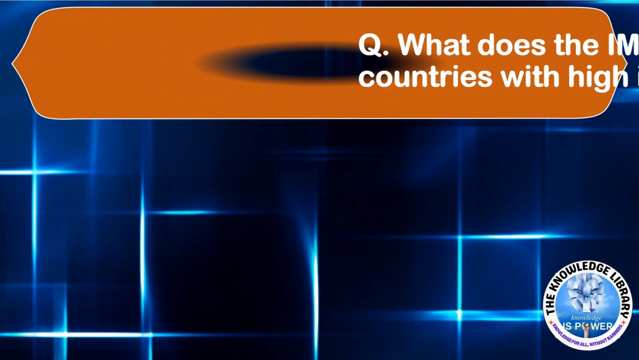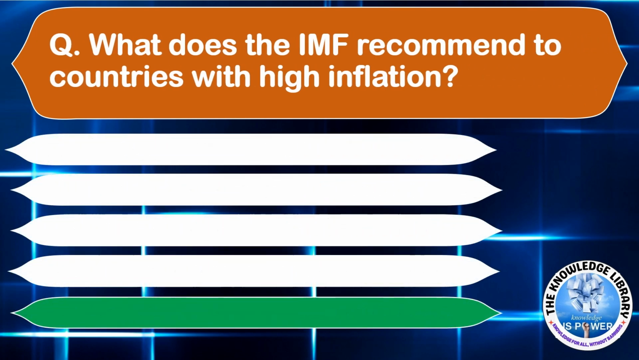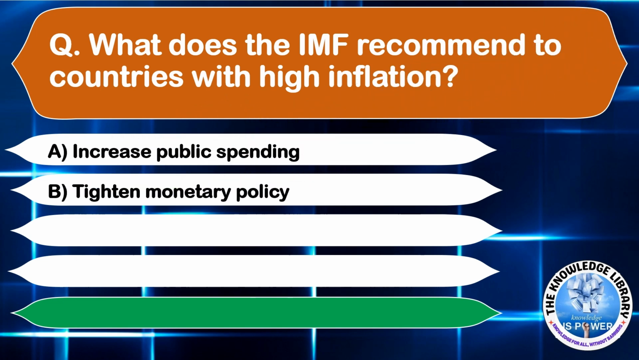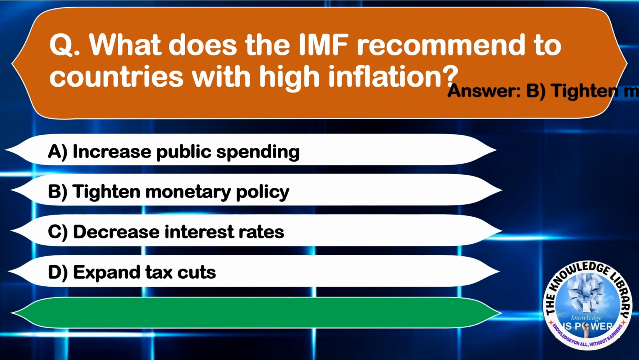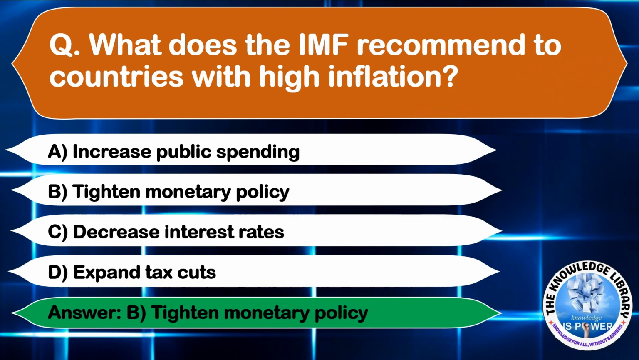Next question is, what does the IMF recommend to countries with high inflation? Option A, increase public spending. Option B, tighten monetary policy. Option C, decrease interest rates. Option D, expand tax cuts. Answer is option B, tighten monetary policy.